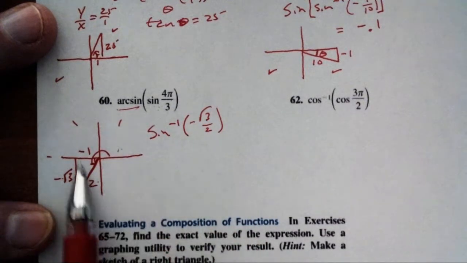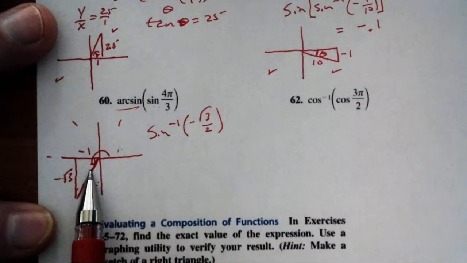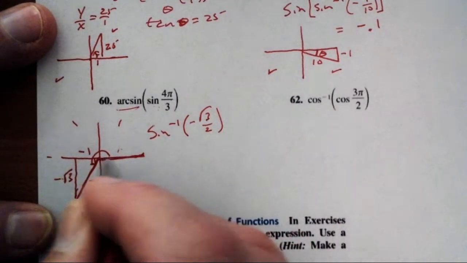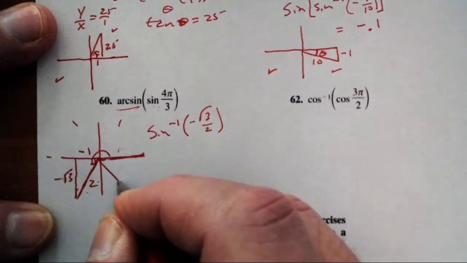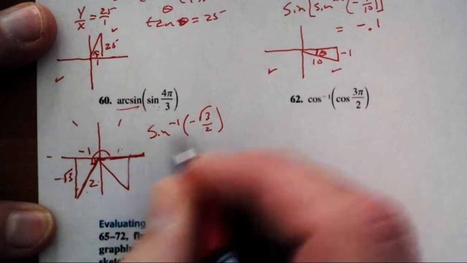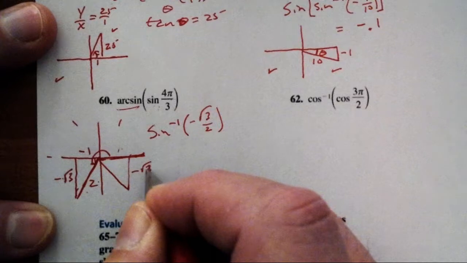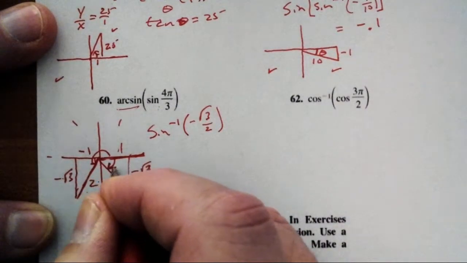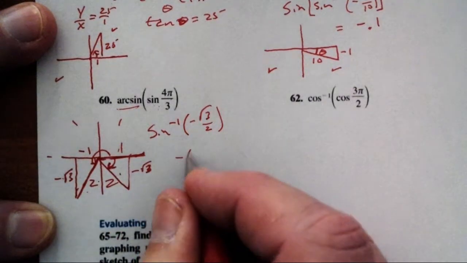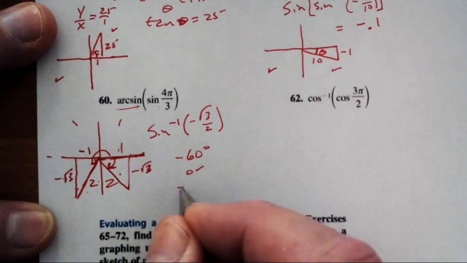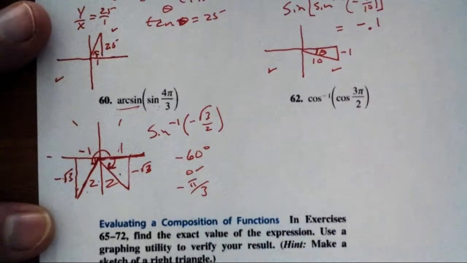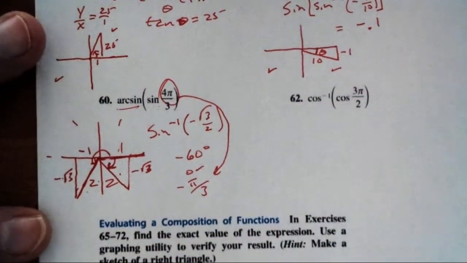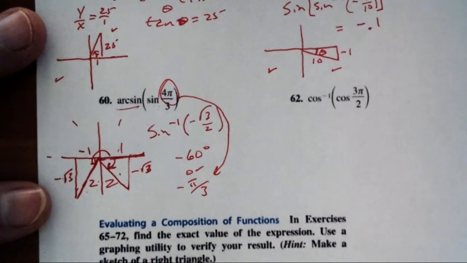And yes, it is at 4/3 pi, but we want to be close to 0. Sine is also -square root of 3 on 2 right here, and that's closer to 0. That's just -60 degrees or -pi on 3. So we got to be careful. Notice that didn't end there, and I'm telling you right now, there are going to be people on quiz tests that are going to make that mistake.